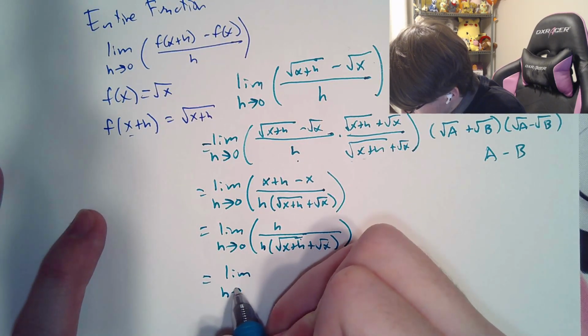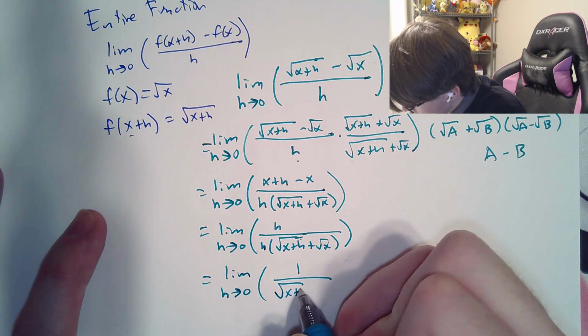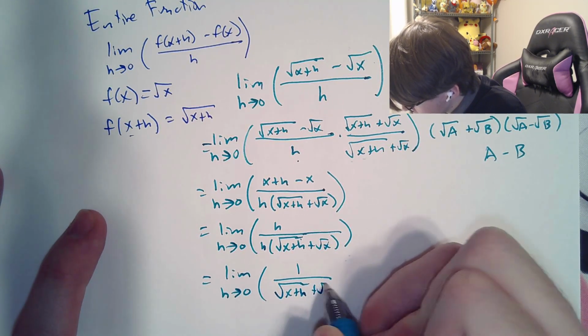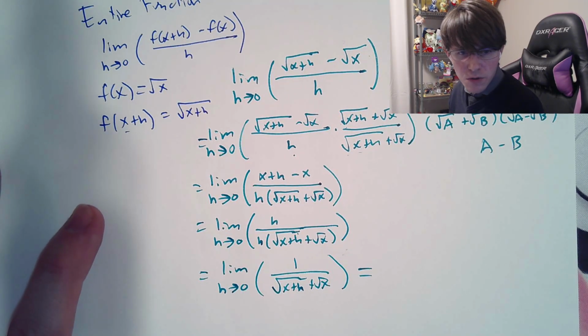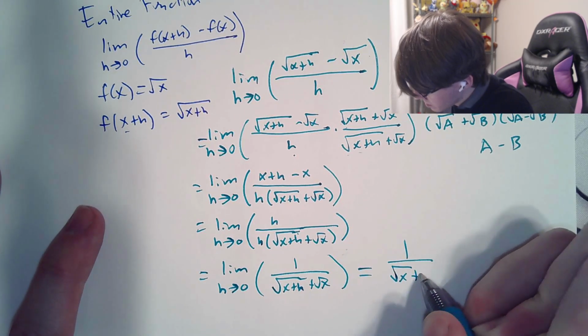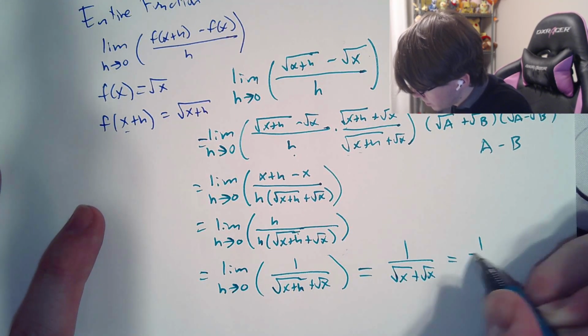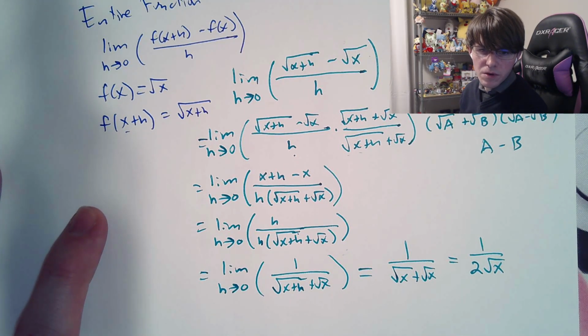And now we have the limit as h approaches 0 of 1 over the square root of x plus h plus the square root of x. So just plugging that in, I can actually plug in that h equals 0, because now it will not cause any divide by zeros. I'll have 1 over the square root of x plus the square root of x, which simplifies to 1 over 2 square root x. And that is the way most teachers are going to prefer to write it.